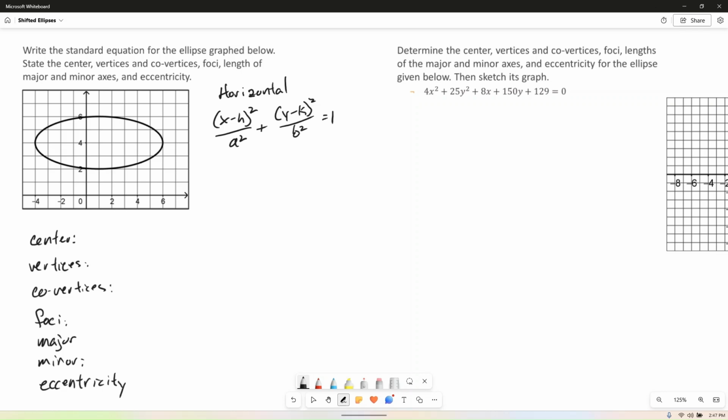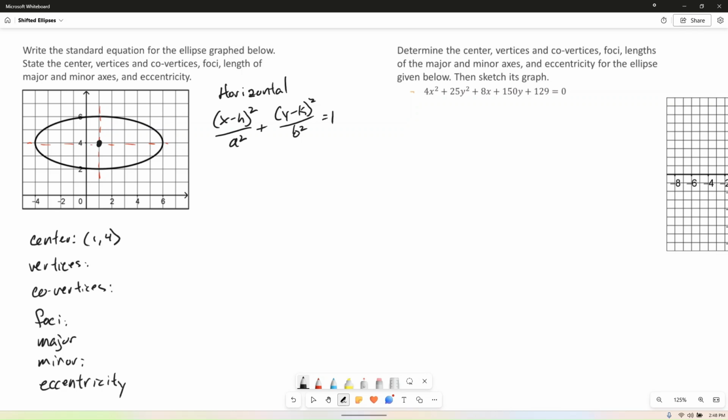Okay, so to write the equation, I need to find the center, which is the h and k value, and then I need to find the a and the b value. Okay, and I'm going to need all of those to figure out all of my key characteristics. So let's start with our center. If you just look at where the shortest distance and the longest distance of the ellipse intersect, that's going to let us locate the center. So in this case, the center is at the coordinate (1, 4).